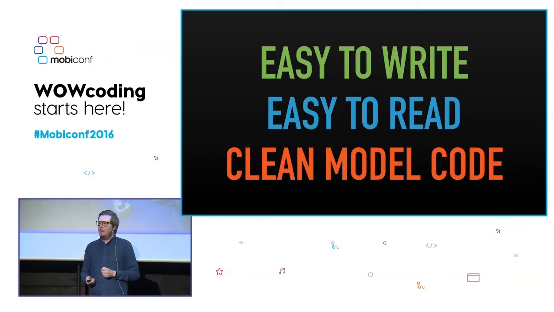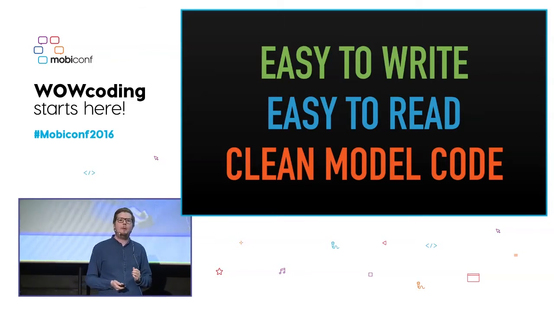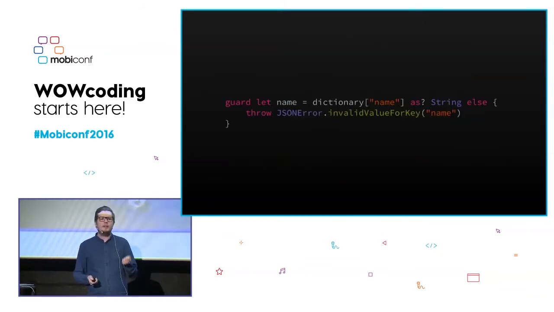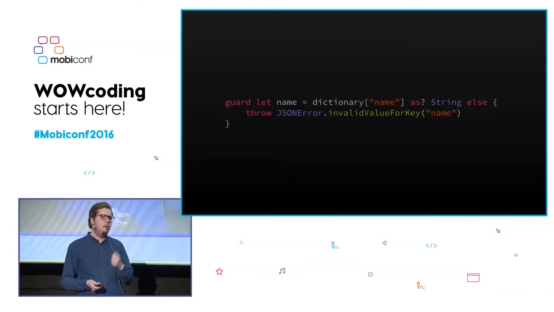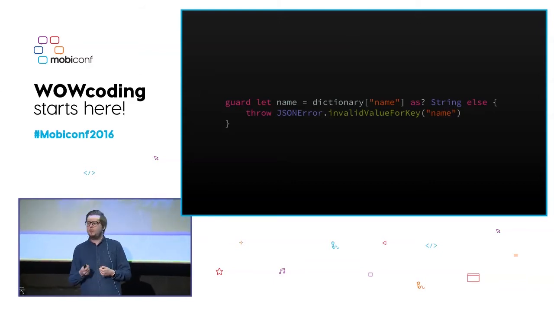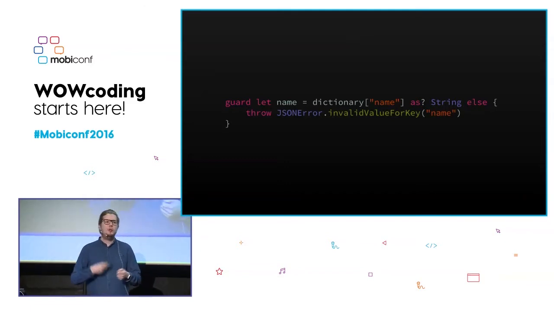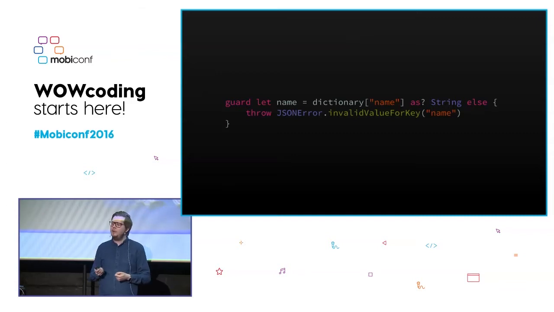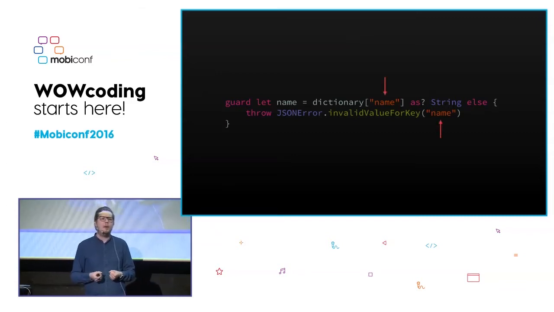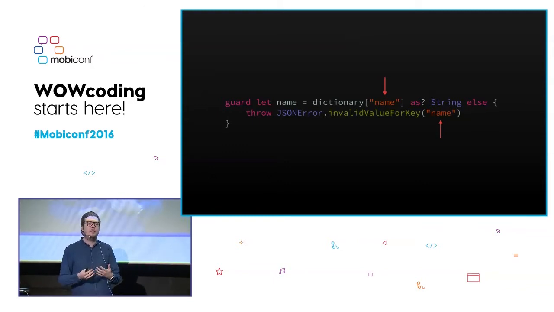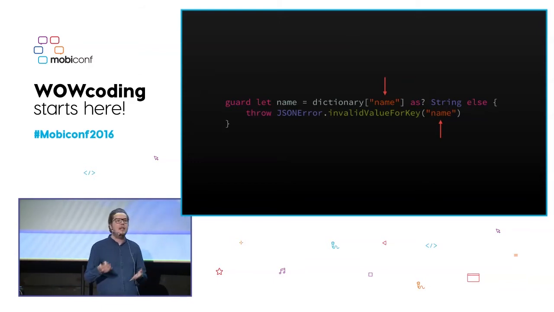So I started attacking this problem. And the first thing that I did was that I took a look at how we did things with the standard library. And I started noticing something that was a bit curious to me. We were doing these guard let statements over and over again when using only the standard library, with this repetition. And what occurred to me was that there's actually a lot of redundancy here in one of these statements. There's a lot of things that we have to do multiple times. For example, we have to give the key twice. When we're attempting to retrieve this value, we have to say this is the key name. And then if we're throwing, we have to say the key name again.